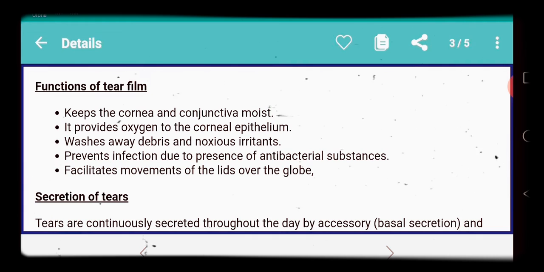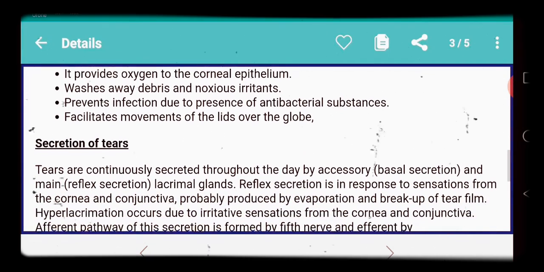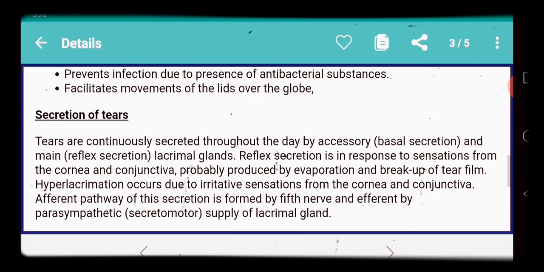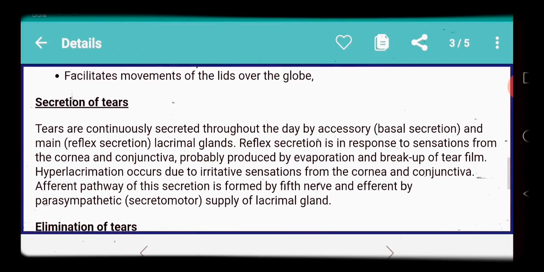Keeps the cornea and conjunctiva moist. It provides oxygen to the corneal epithelium. Washes away debris and noxious irritants. Prevents infection due to presence of antibacterial substances. Facilitates movements of the lids over the globe.